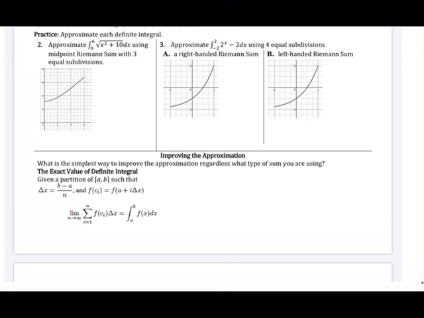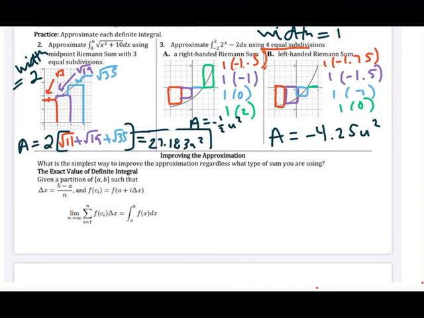So on 2, 0 to 6 with 3 equal subintervals, just as a reminder, that means that each of your rectangles are going to have a base of 2. And then it asks you to do midpoint on A right-handed and on B left-handed. Also notice on A and B you're going to use 4 subdivisions instead of 3. So just keep those things in mind while you're working on this.